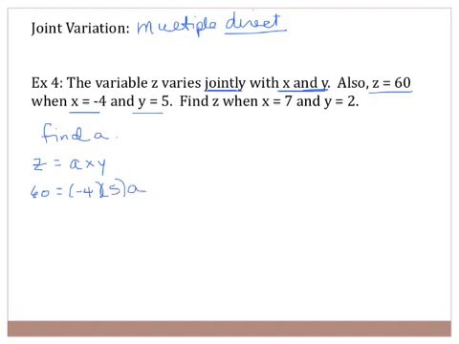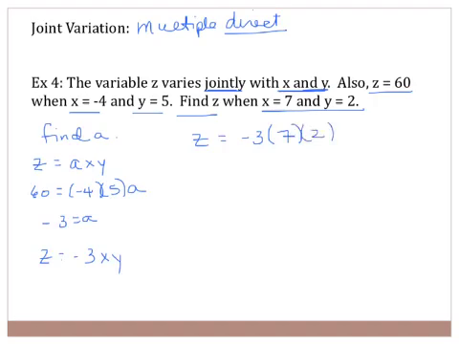So that gives us negative 20 equals a times x times y. And we'll divide both sides, so we'll get negative 3 is a. So your model, z is equal to negative 3 xy. Okay, now it says find z when x equals 7 and y equals 2. So we get negative 3 times 7 times 2. And that means z is negative 42.